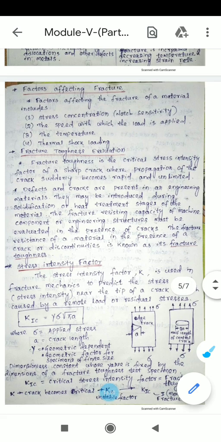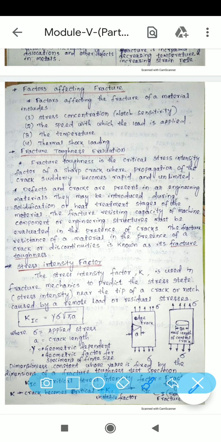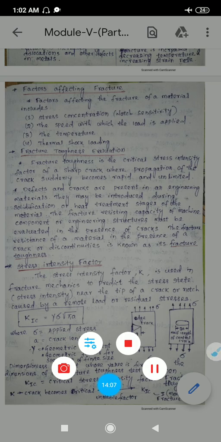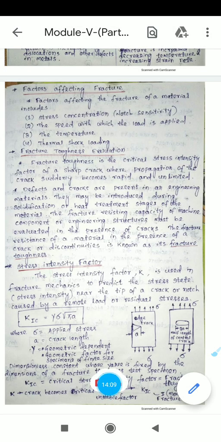Then factors affecting fracture. What are the factors affecting fracture of a material? In general there are four factors that affect the fracture. First one is stress concentration, second one is the speed with which the load is applied, third one is temperature, fourth one is thermal shock loading. So these are the different factors which can affect the fracture.